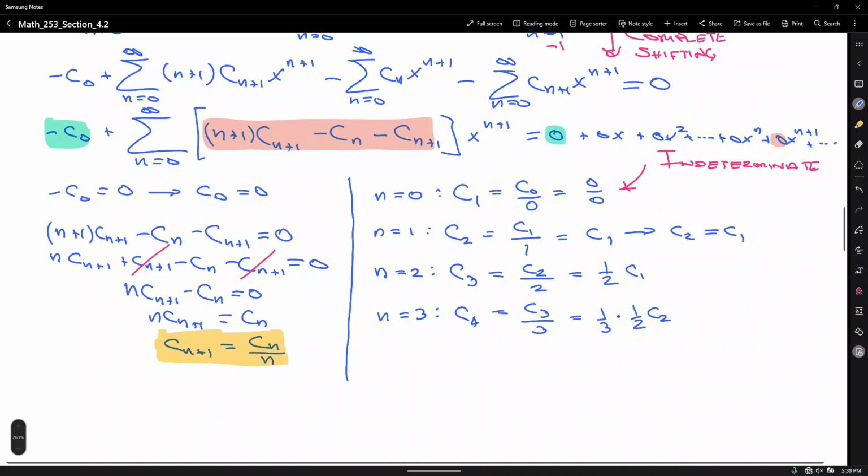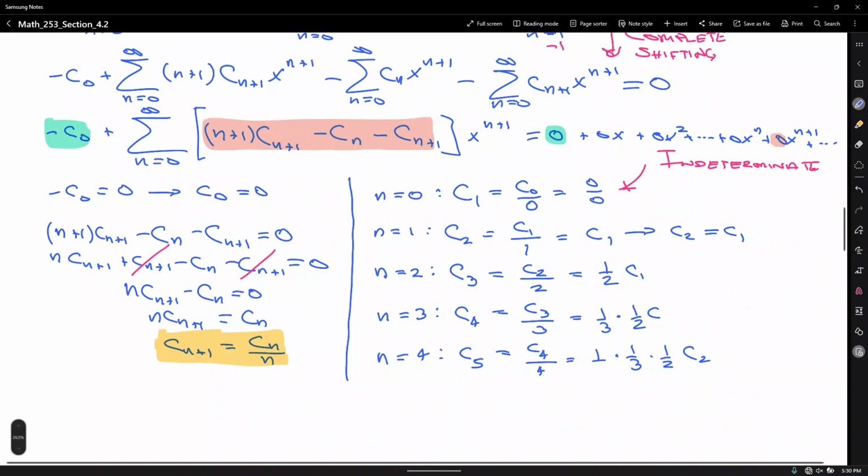Okay. So what about n equals 4? Let's just do a couple more. That'll be c sub 5 equals c sub 4 over 4, which is 1/4 c sub 4. But what is c sub 4? Isn't that 1/3 times 1/2 times c sub 2?